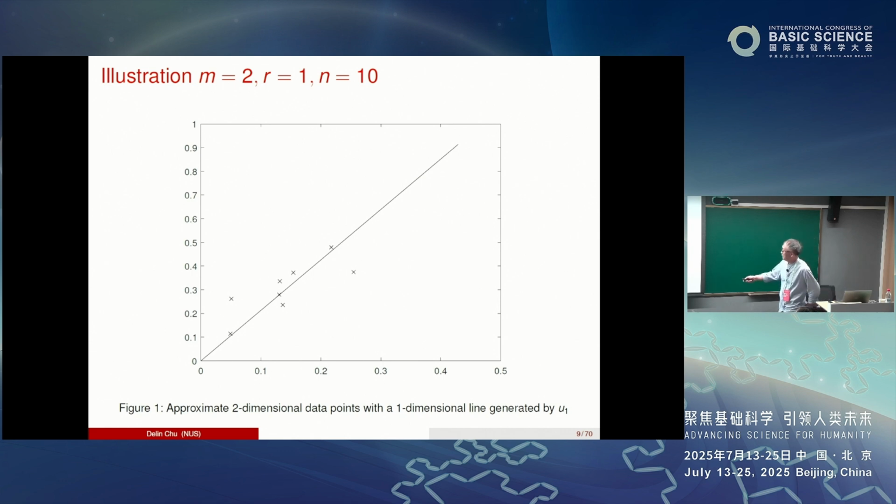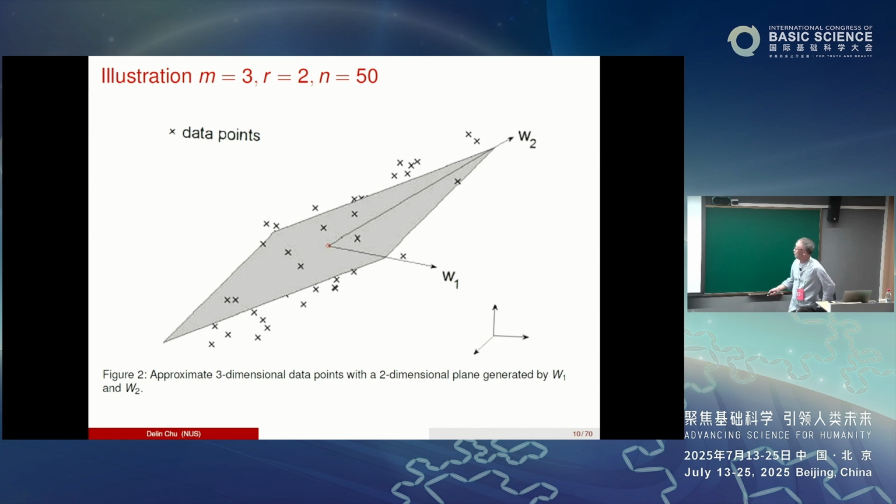Now let's look at this figure. In this figure, we approximate two-dimensional data points by a one-dimensional vector U1. This is the line generated by the vector U1. Similarly, we can also approximate three-dimensional data points with a two-dimensional subspace generated by basis vectors W1 and W2.